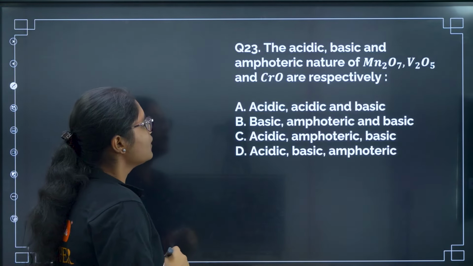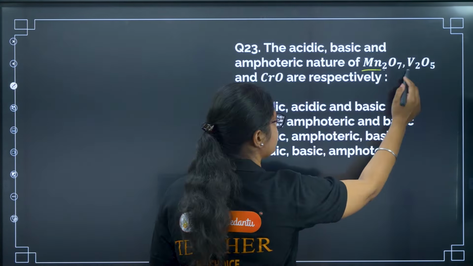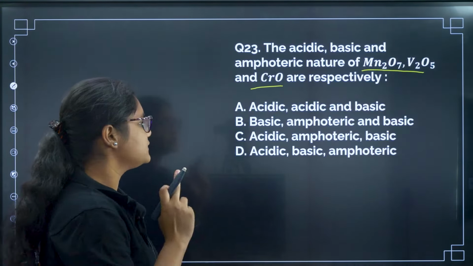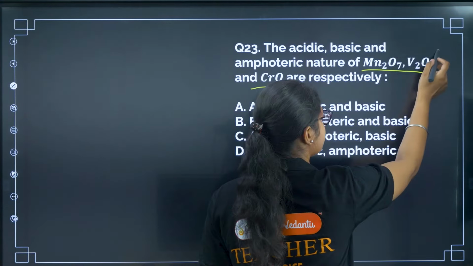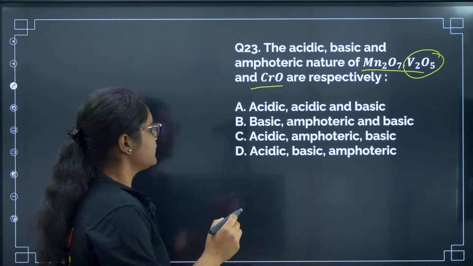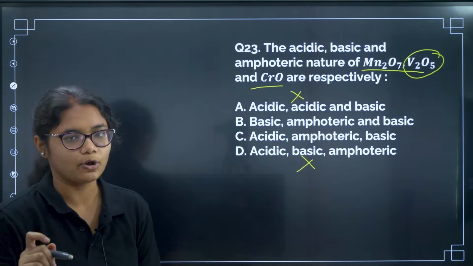Next. Okay, the acidic, basic and amphoteric nature of the oxides are given to you. So you know, the higher the oxidation state, the more acidic the nature. And this table you have to remember, at least 2-3 examples. V2O5 is very common, everyone must be knowing, it is an amphoteric oxide. So we can eliminate option A and option D. We are left with option B and option C.